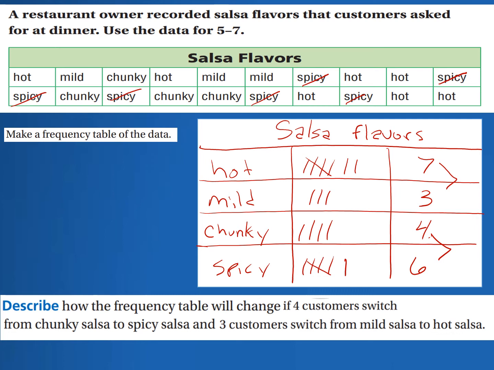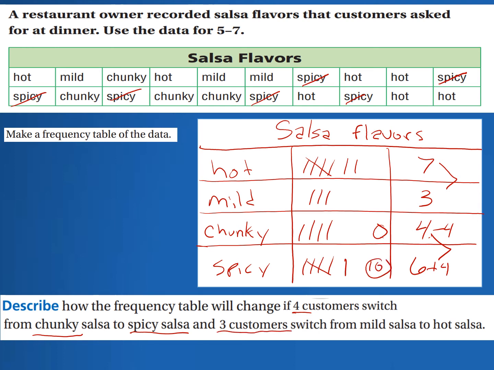Describe how the frequency table will change if 4 customers switch from chunky to spicy. That means they leave chunky, so minus 4. That gives me 0. And they go to spicy. That's plus 4. That gives me 10.